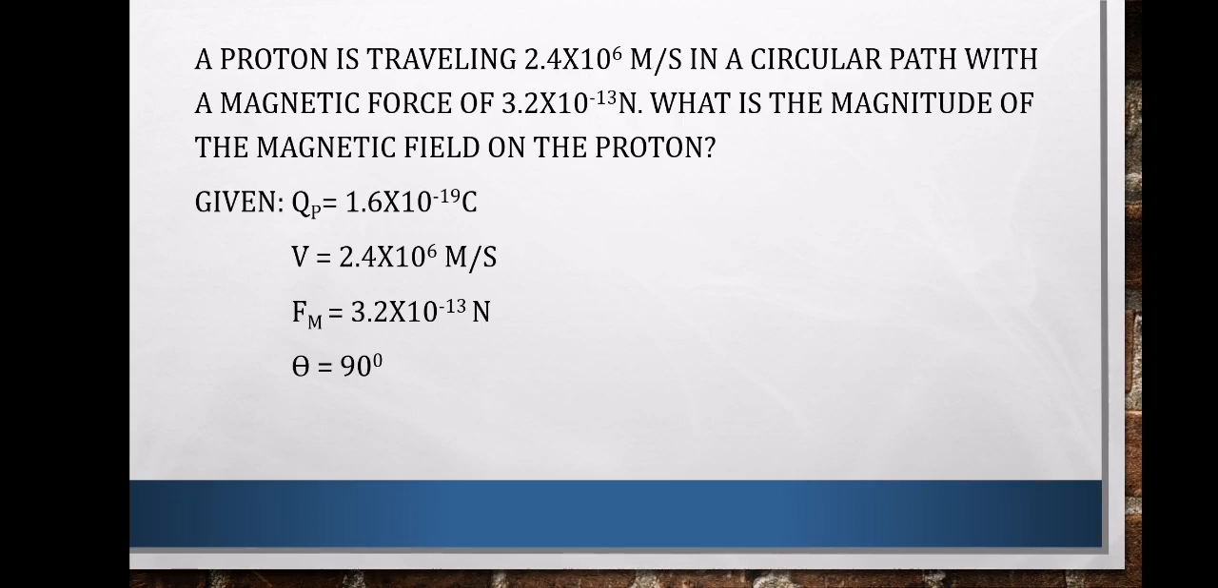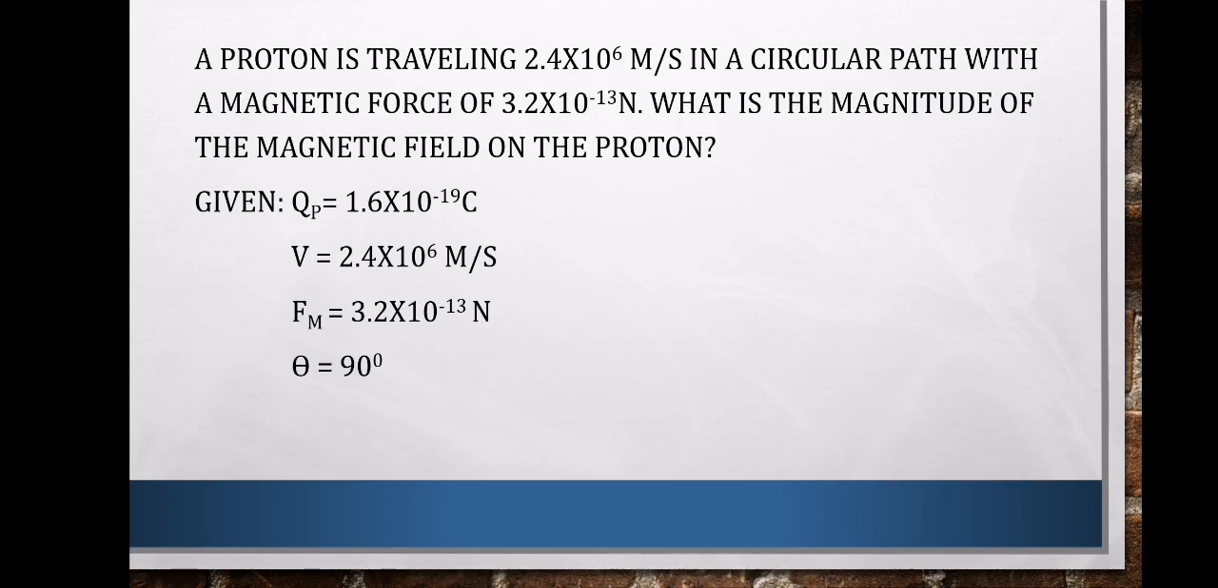Another problem: a proton is traveling 2.4 times 10 raised to positive 6 meters per second in a circular path with a magnetic force of 3.2 times 10 raised to negative 13 Newton. What is the magnitude of the magnetic field on the proton?